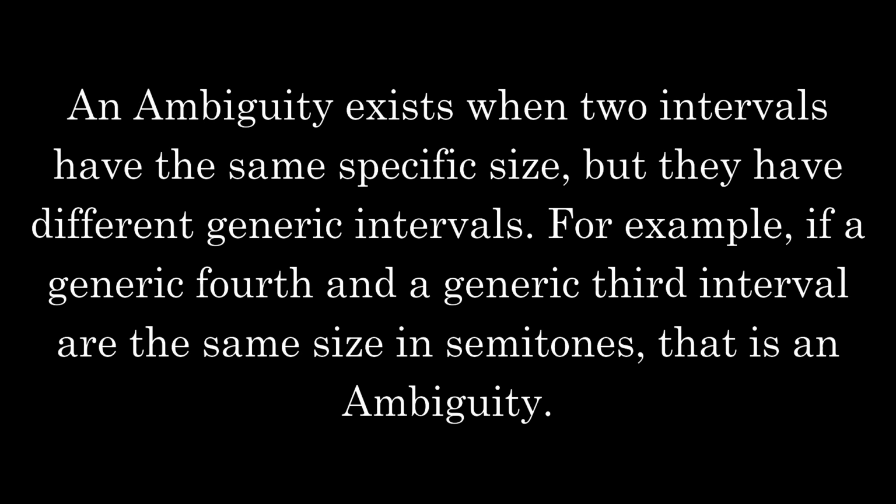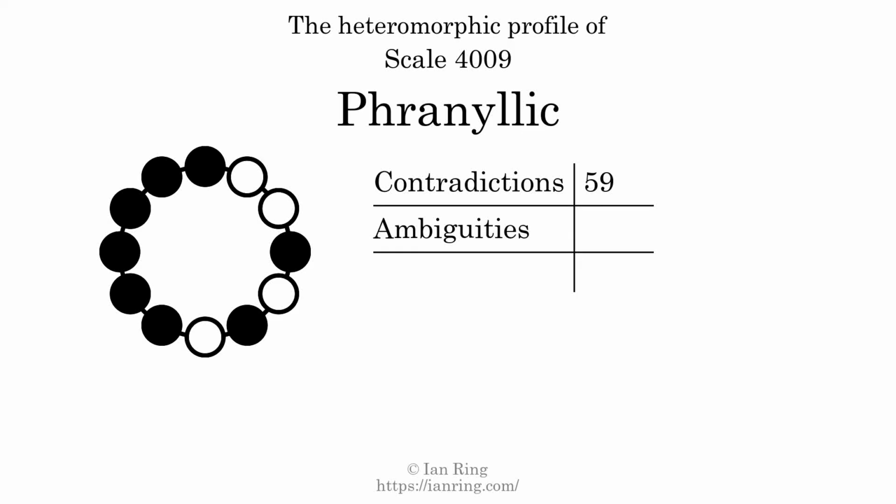An ambiguity exists when 2 intervals have the same specific size, but they have different generic intervals. For example, if a generic fourth and a generic third interval are the same size in semitones, that is an ambiguity. The number of ambiguities in this scale is 69.